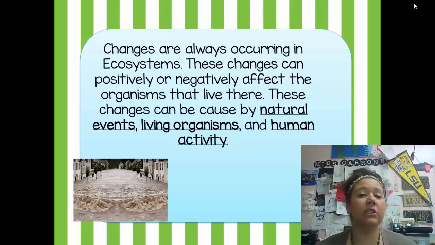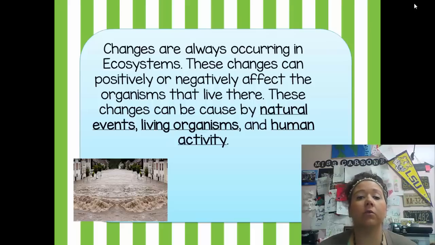Okay, so changes are always happening in our ecosystems. These changes can positively or negatively affect the organisms that live there. Like I said, these changes can be caused by natural events like floods and fires and hurricanes and tornadoes. It can happen by other living organisms that already live there. Organisms can catch diseases which can affect everybody else, or new organisms can come into the ecosystem and affect it that way. And then also human activity.